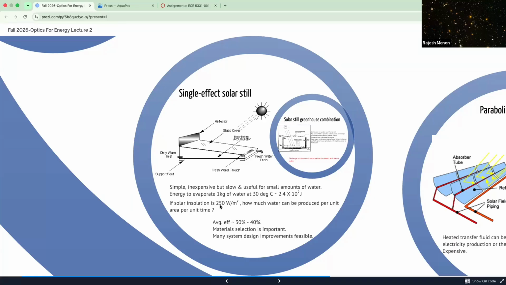It's common sense, right? If I have 250 joules per second per meter squared, it takes that many joules for a kilogram. I take that. This is the rate in time and area. That is the rate in mass. If I divide it, I'll get the mass.